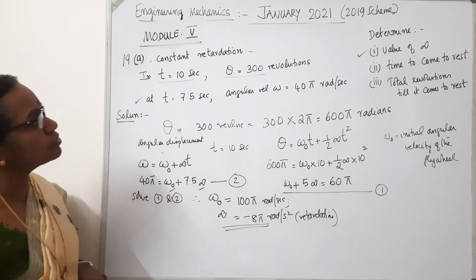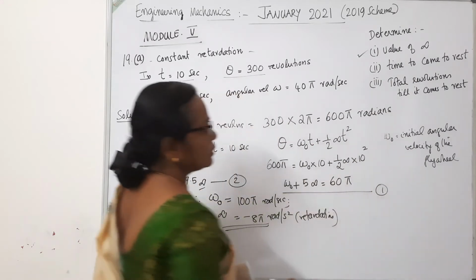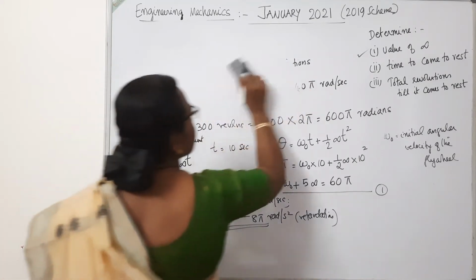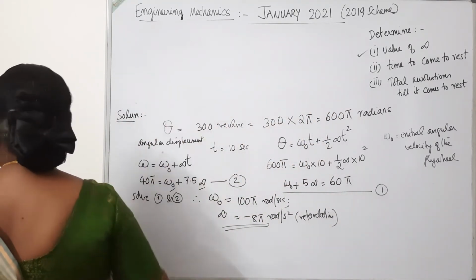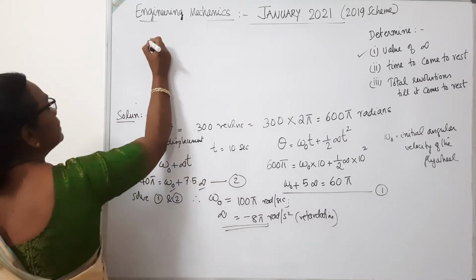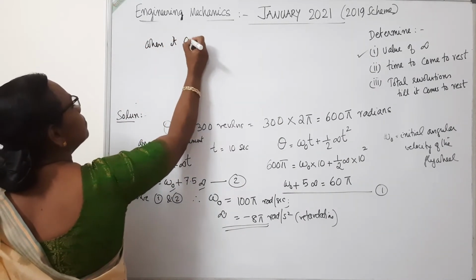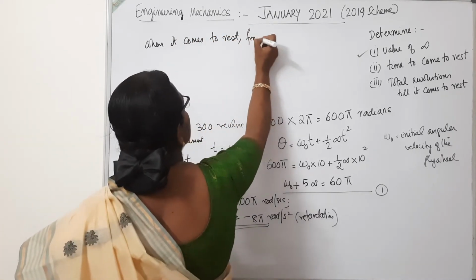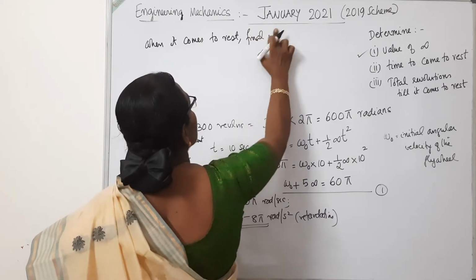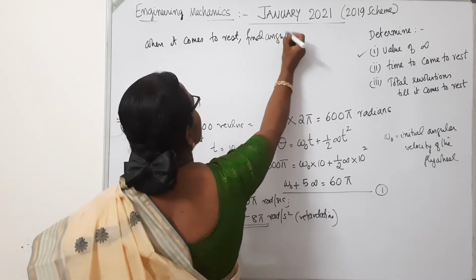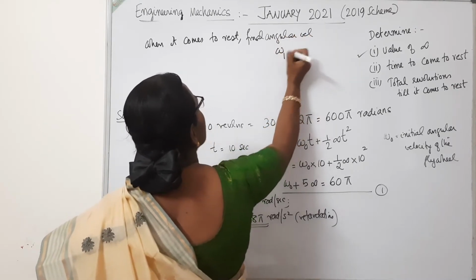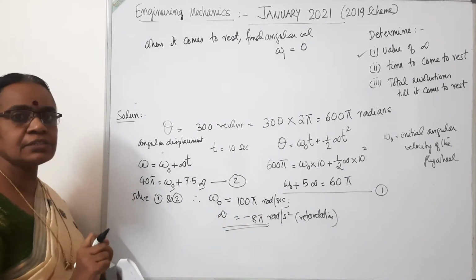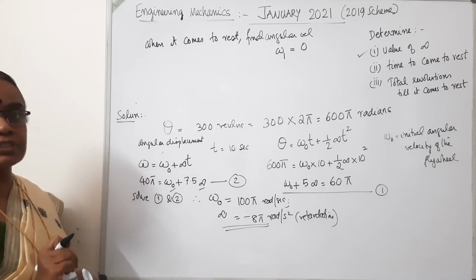Now coming to the second part of the question, the time when it comes to rest. When it comes to rest, the final angular velocity, say omega 1, is equal to 0. It starts with an initial angular velocity of 100 pi radians per second, and when it comes to rest, its final velocity is equal to 0.